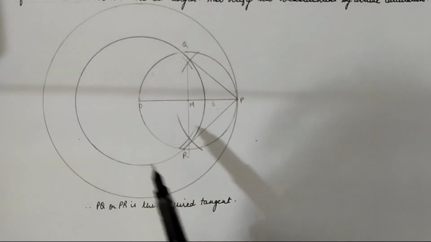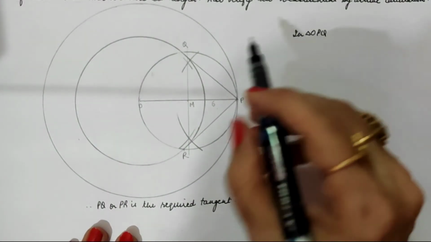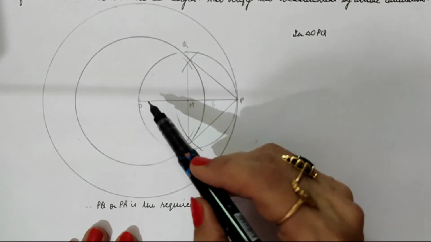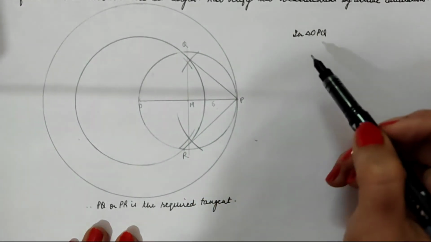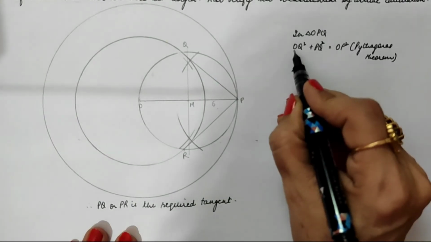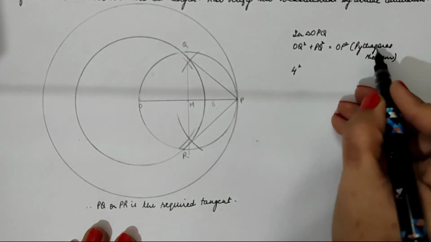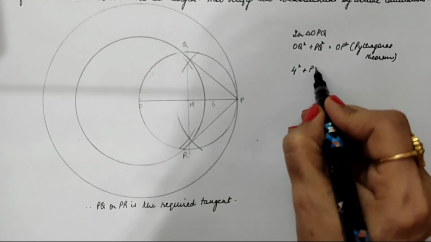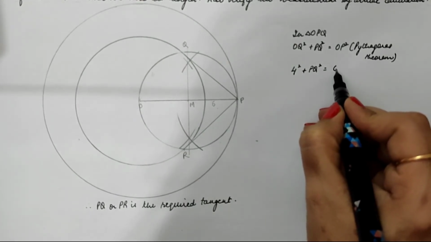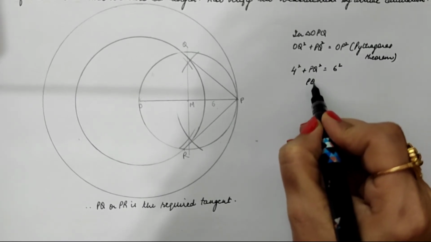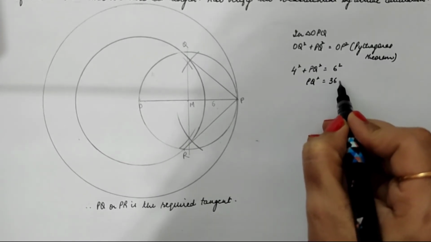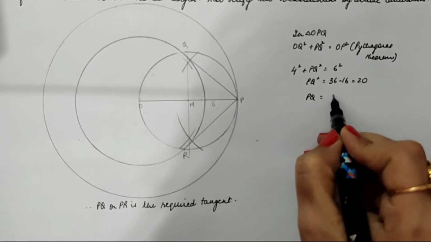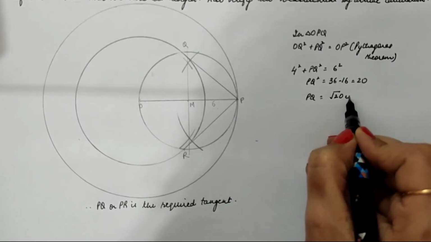If I take this triangle OPQ, OQ is the radius and PQ is the tangent. So this angle between OQ and PQ will be 90 degrees. So OQ square plus PQ square is equal to OP square by the Pythagoras theorem. So 4 square plus PQ square will be equal to 6 square. So PQ square will be equal to 36 minus 16 is equal to 20. So PQ should come out to be under root 20 centimeters.